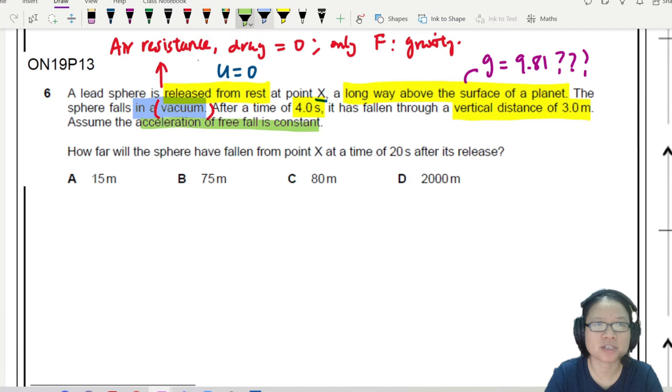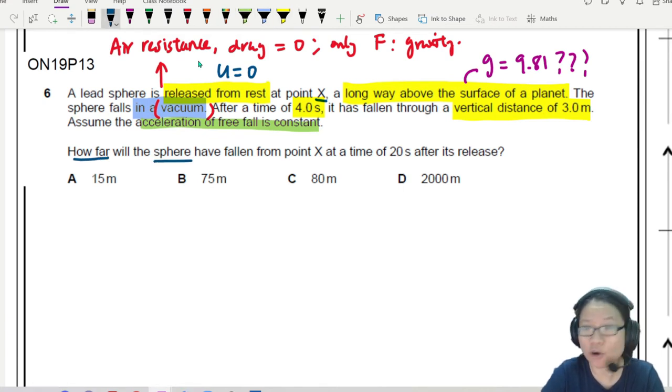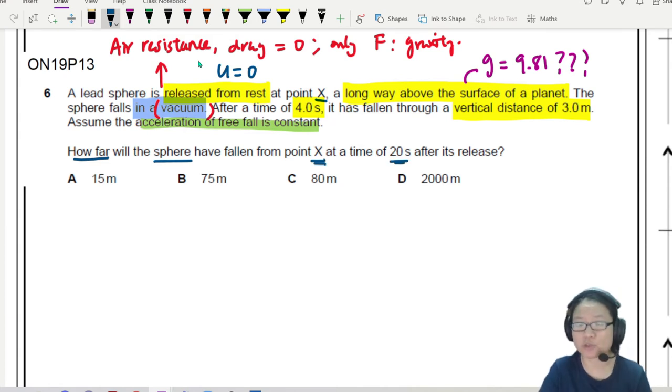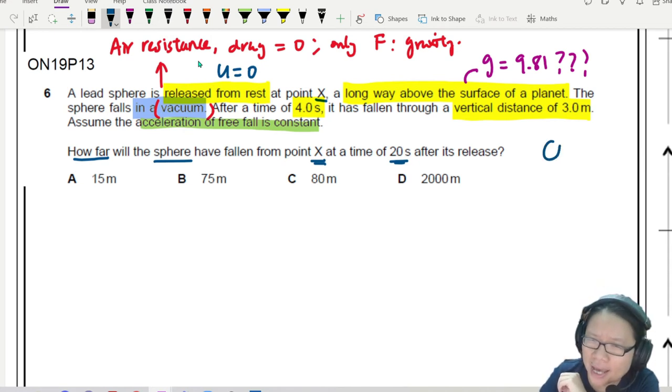Okay, so here's the question. How far will the sphere have fallen from point X at 20 seconds after its release? I'm going to draw the drawing first. So I'm going to start with X. X is here. Here t is equal to zero.